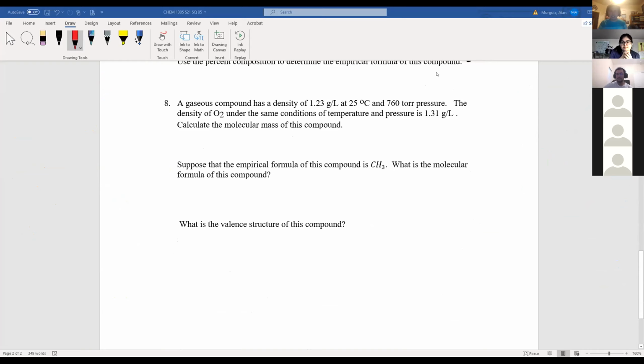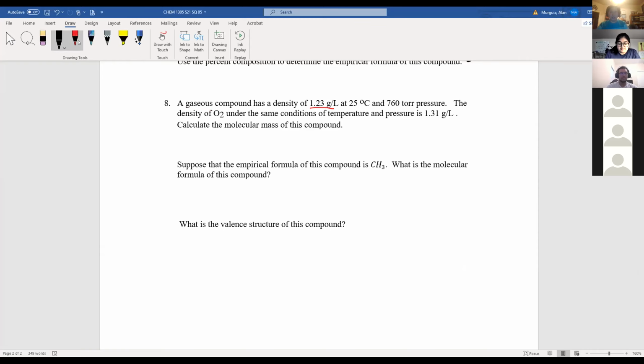Number 8, where a gaseous compound has a density of 1.23 grams per liter at 25 degrees Celsius and 760 torr pressure. The density of oxygen gas under the same conditions of temperature and pressure is 1.31 grams per liter. It's asking us to calculate the molar mass of the compound, so the compound that's not oxygen here, that has the density of 1.23. So let's see here. We're dealing with gases, so like the gas law.